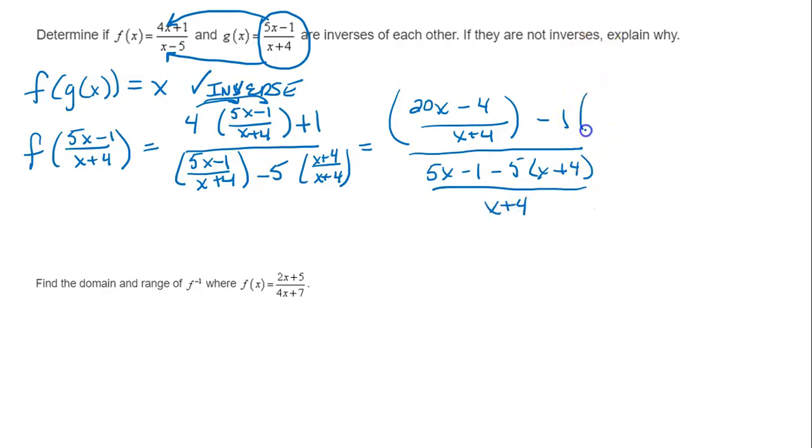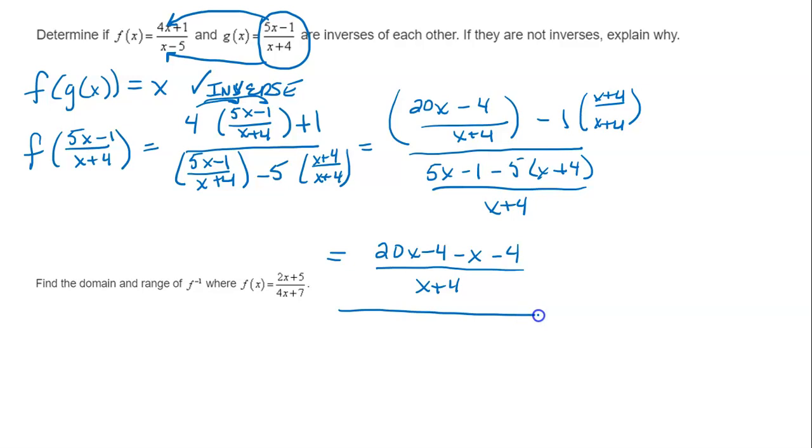So up here, we have to multiply by x plus 4 over x plus 4. So we get 20x minus 4 minus x minus 4 over x plus 4 over 5x minus 1 minus 5x minus 20. Oh, wait.